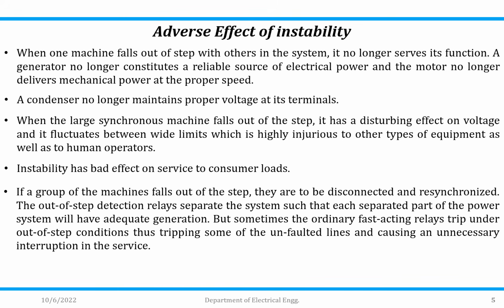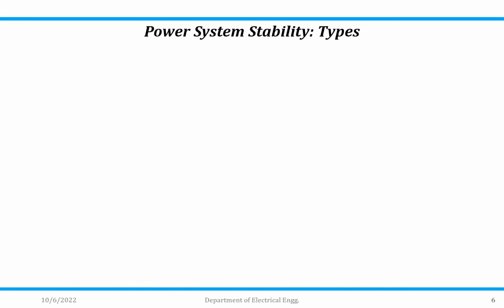If a group of machines falls out of step, they are to be disconnected and need to be resynchronized. The out of step detection relay separates the system such that each separated part of the power system will have adequate generation. But sometimes the ordinary fast acting relays trip under out of step conditions also, and therefore trip some of the unfaulted lines, causing an unnecessary interruption in the services.